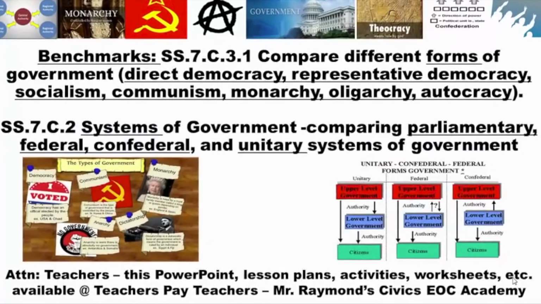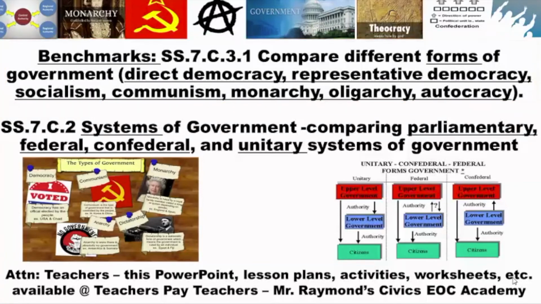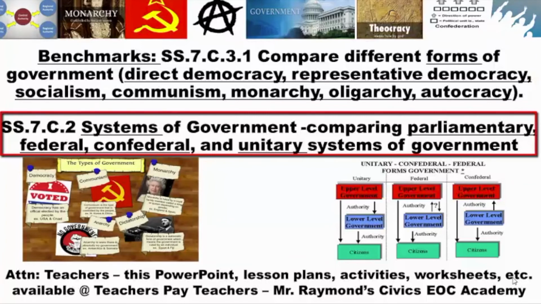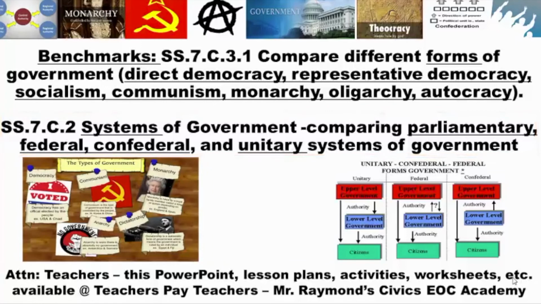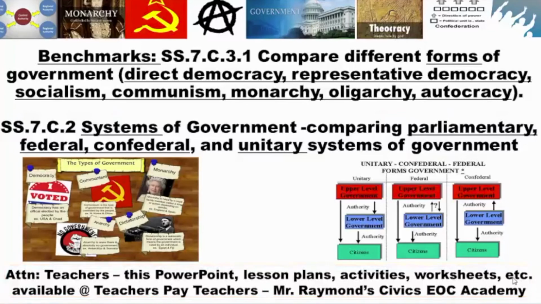Today we're going to look at different forms of government, such as direct democracy, representative democracy, socialism, communism, monarchy, oligarchy, and autocracy. You're also going to look at different systems of government. Note that systems and forms are two different things, and these include parliamentary, federal, confederal, and unitary. And just remind your teachers that this PowerPoint, lesson plans, and activities are all available at Teachers Pay Teachers. Just search for Mr. Raymond's Civics EOC Academy.